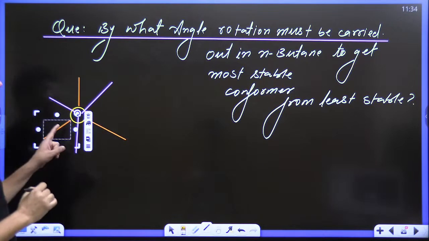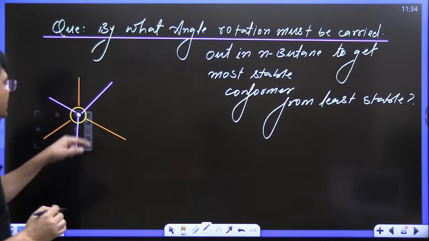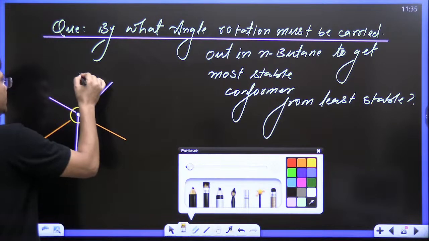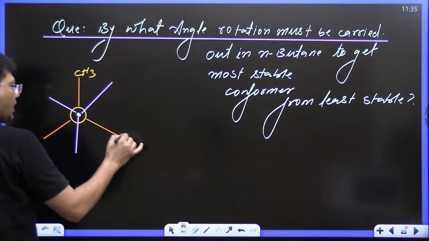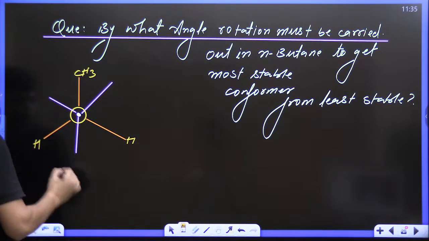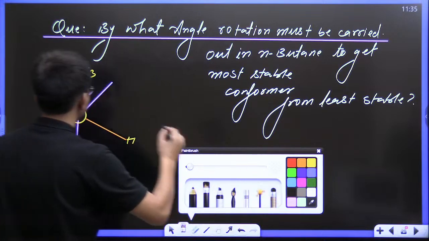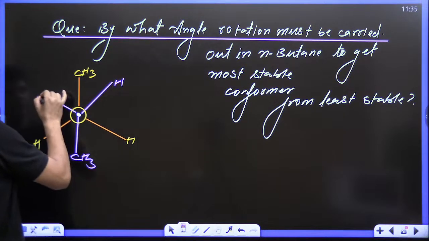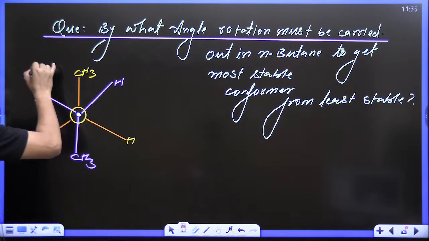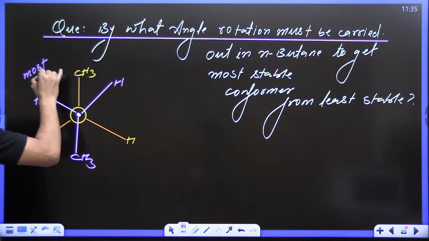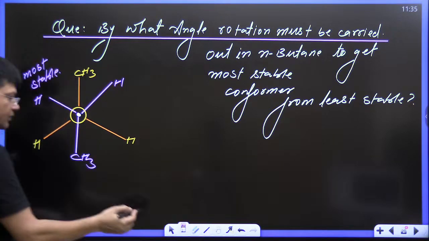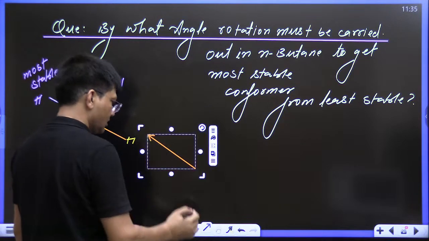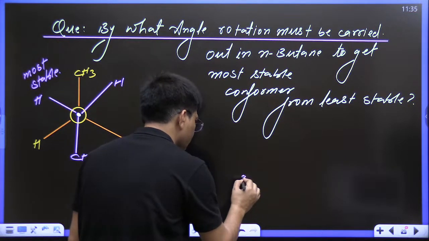We are in need of the most stable form, and we are supposed to prepare this most stable form from the least stable form. What is going to be the least stable form, kids? The least stable form is like this.